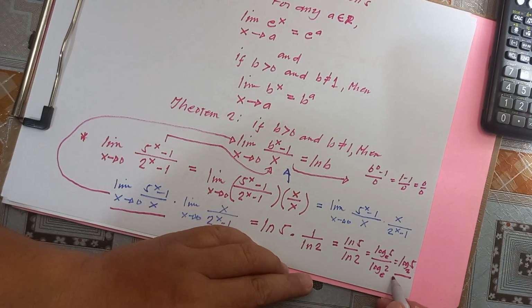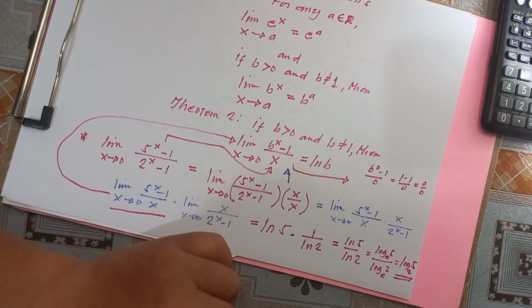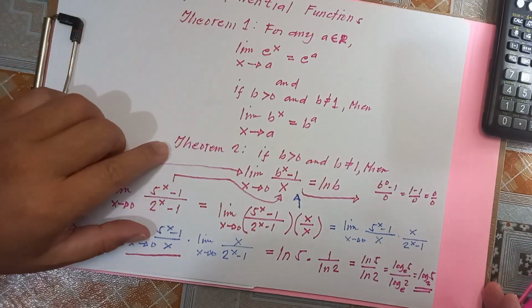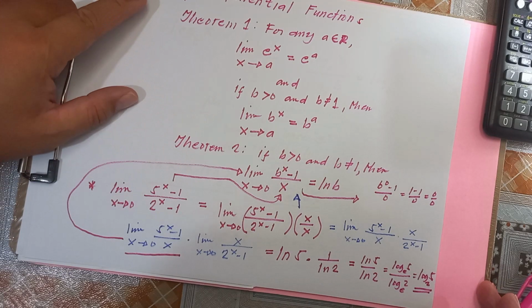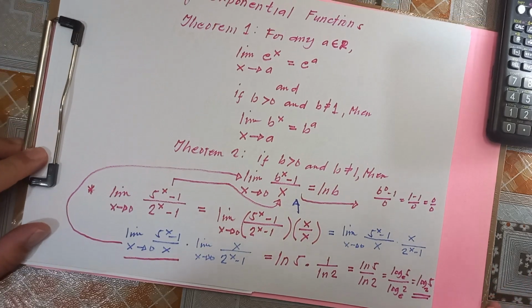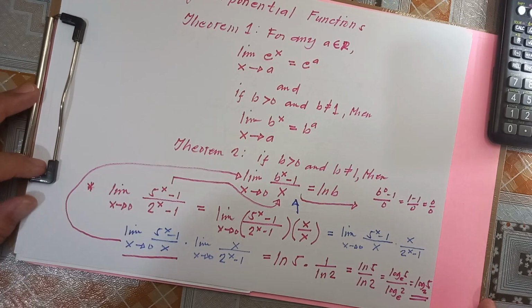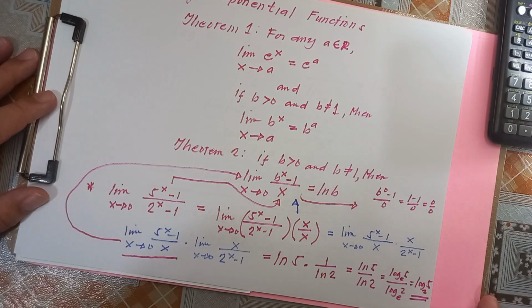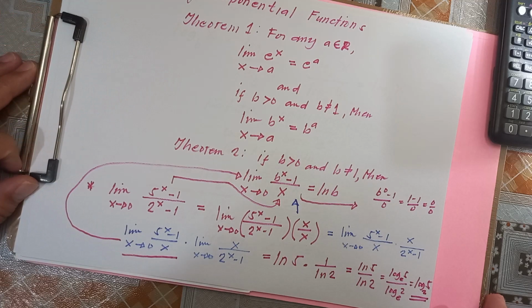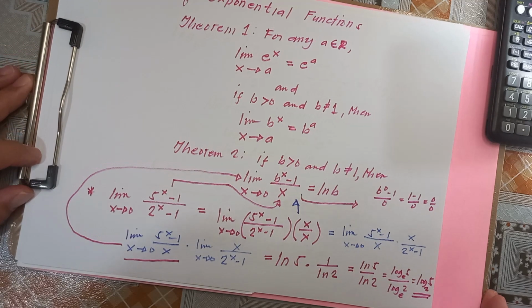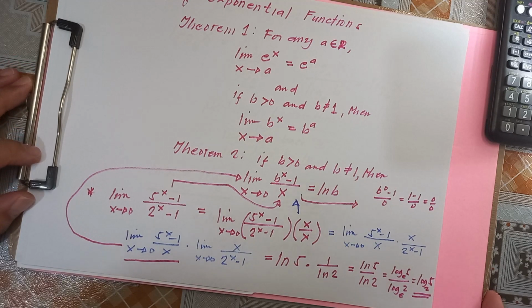So that is how to apply the change of base rule and theorem number 2 of the limit of exponential function. I hope you understand the use of this theorem. We can see more examples in the next posted video.